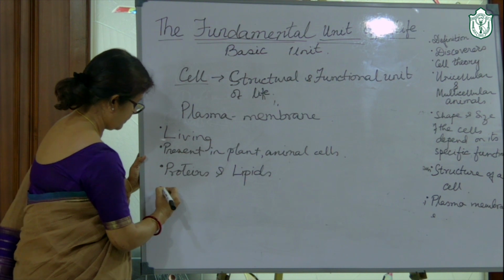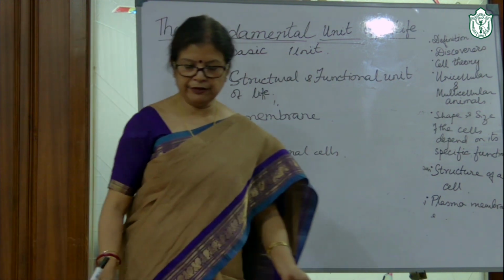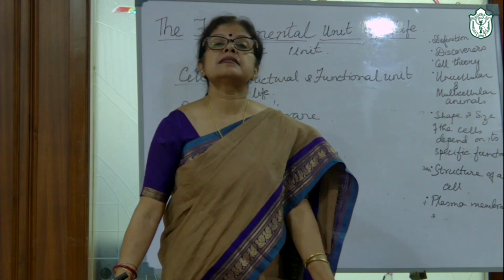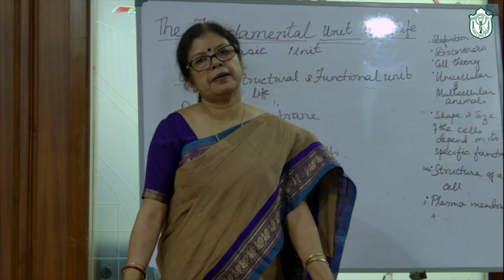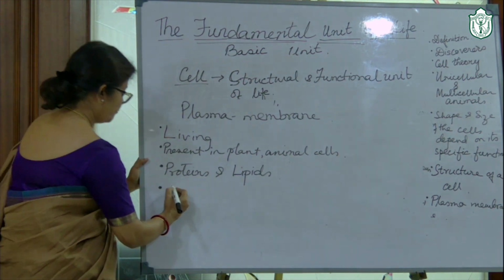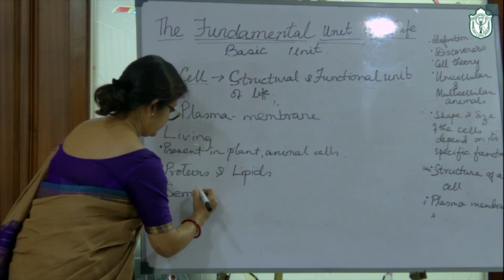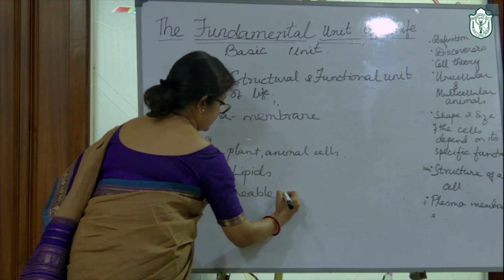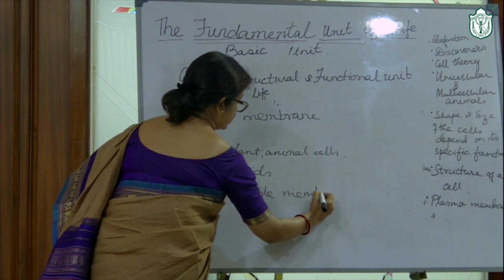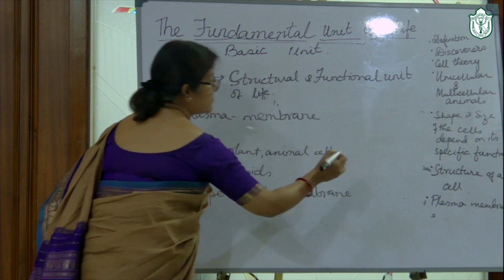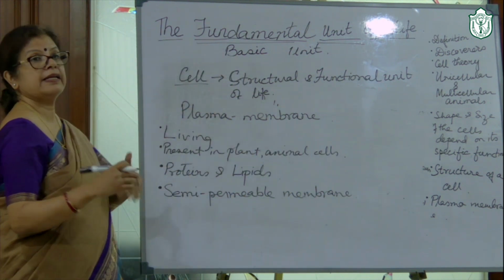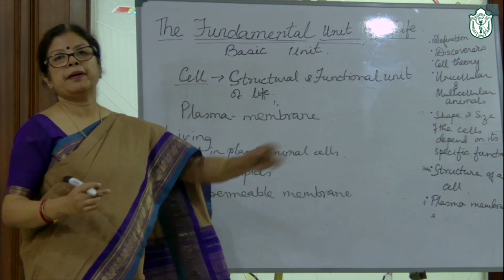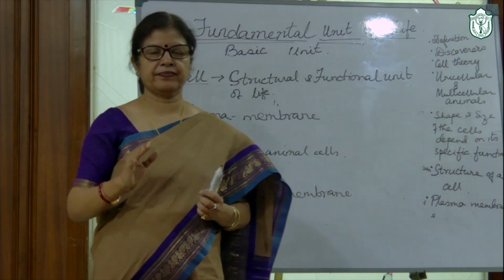Number 4. You will get the term that a plasma membrane is a semi-permeable membrane. So the 4th point, it gives shape to the cell, you can also write it gives protection. Now, semi-permeable membrane, what does this word mean?